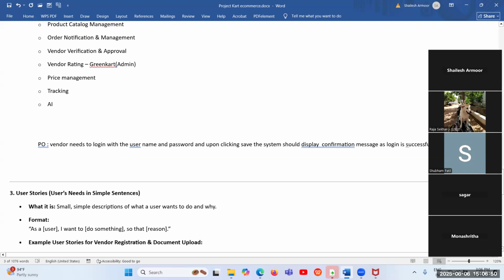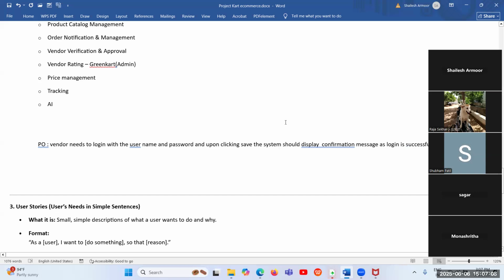No, I don't have any doubts. What about Shubham, Sagar, Monashrita? Do you have any doubts with this requirement? Now all clear. Now we can create a user story. Creating the user story we'll discuss tomorrow. Today I will be focusing only on requirement gathering.